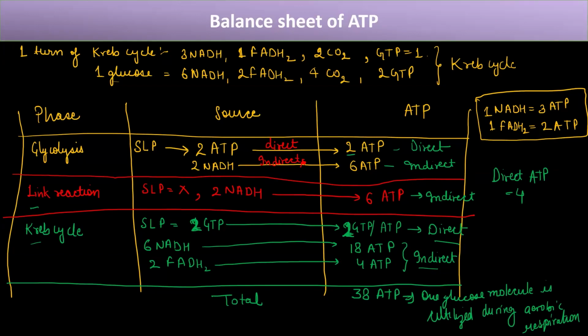Okay, so with this, we have completed the Krebs cycle. In the next lecture, we'll study the electron transport system or oxidative phosphorylation. So that's all for today.